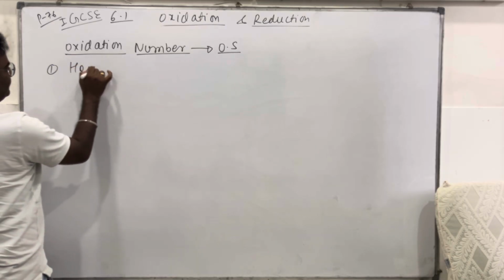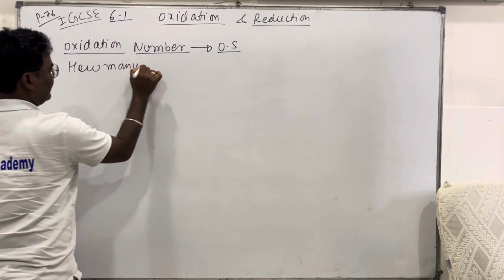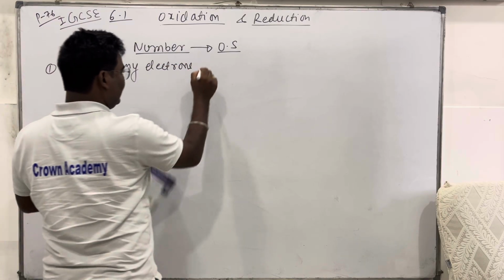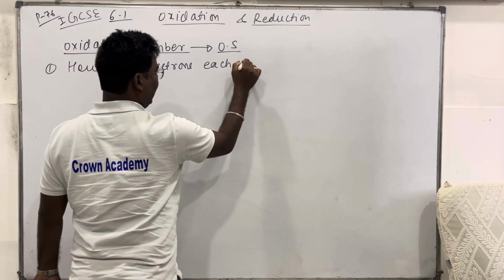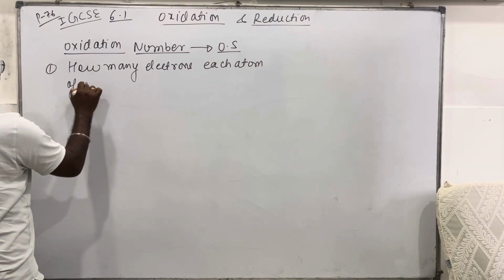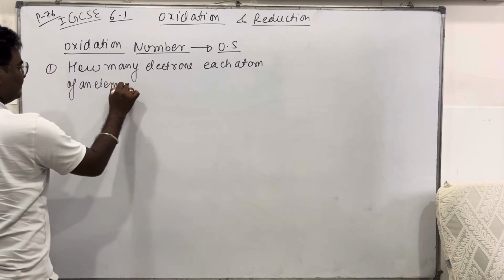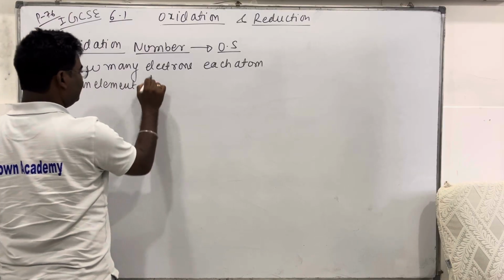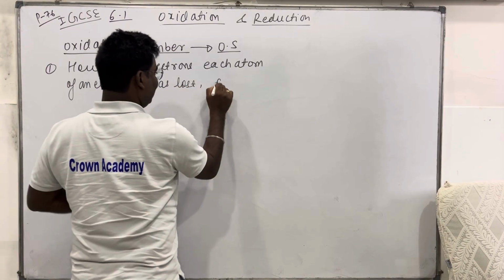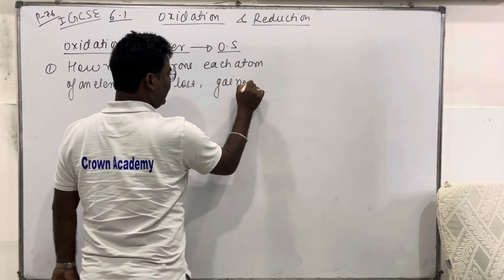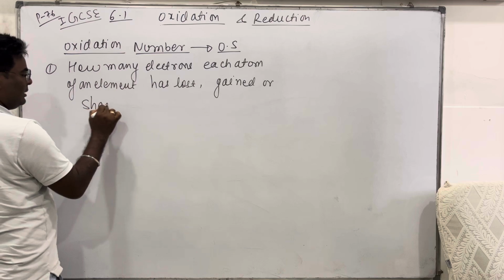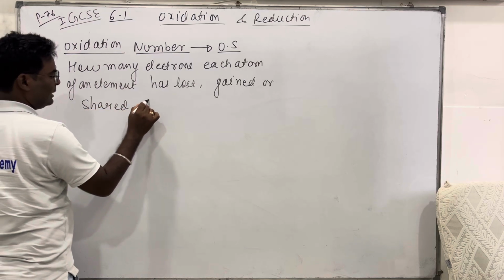How many electrons each atom of an element has lost, gained or shared, electrons, in a compound.